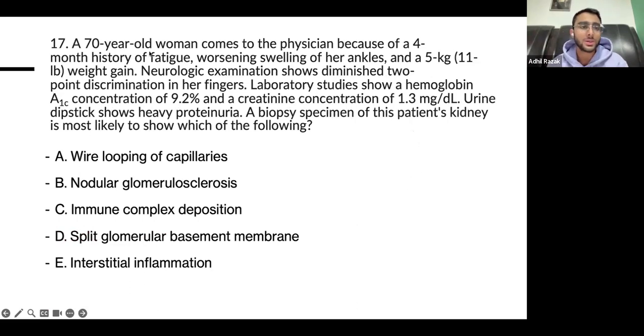All right. For the next patient, we have a 17-year-old woman who comes to the physician because of a 4-month history of fatigue, worsening swelling of her ankles, and a 5 kg, 11-pound weight gain. Neurological examination shows diminished 2-point discrimination in her fingers. Lab exam shows HbA1c of 9.2, a creatinine concentration of 1.3 mg, and urine dipstick shows heavy proteinuria. A biopsy specimen of the patient's kidney is likely to show which of the following?